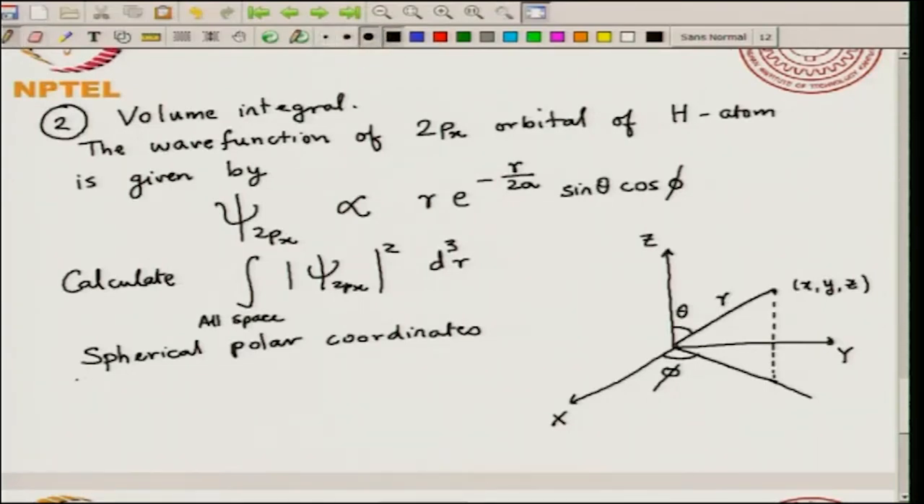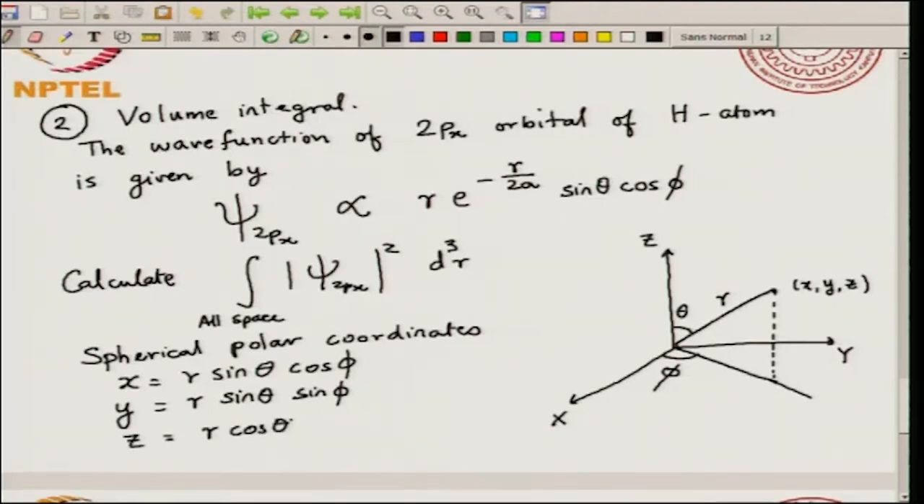Now what are the conversions used? r, theta, phi can be expressed in terms of x, y, z as follows. I can write x as r sin theta cosine of phi, y is expressed as r sin theta sine of phi, and z is expressed as r cosine theta. And the other thing that you need to know for this is that d cube r can be written as r square sin theta dr d theta d phi.